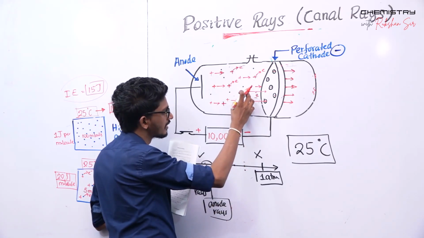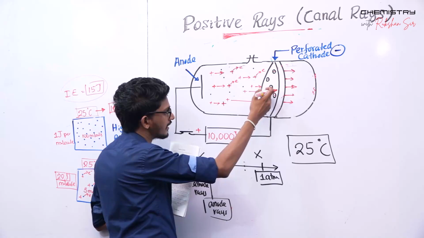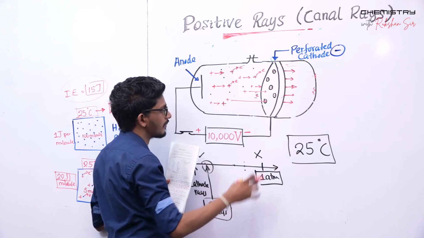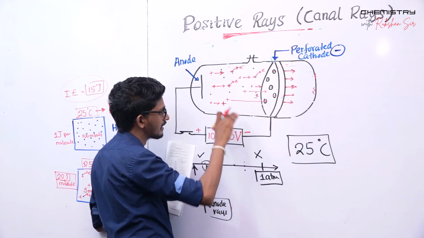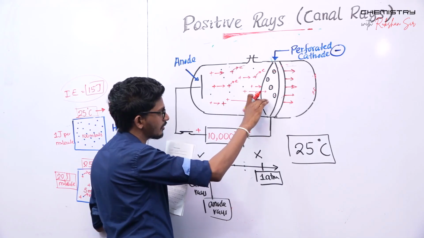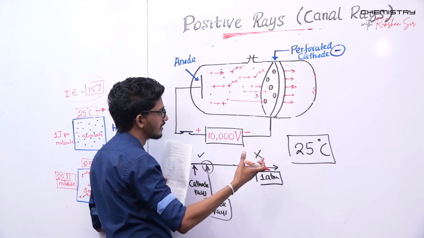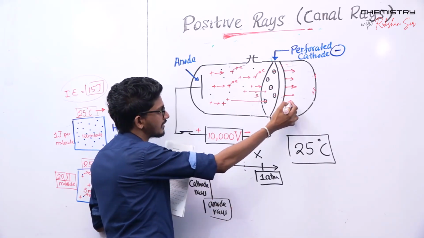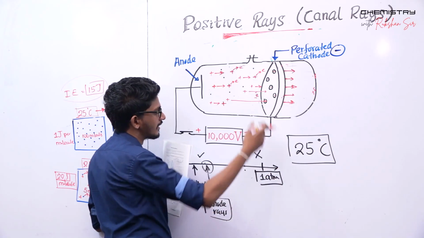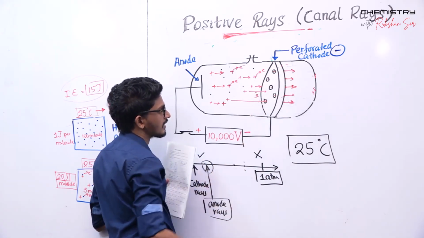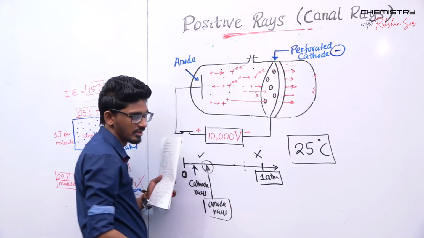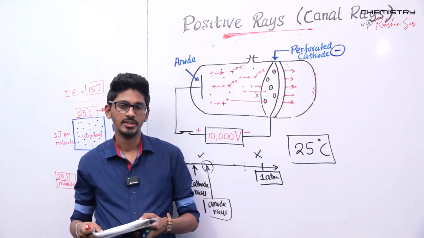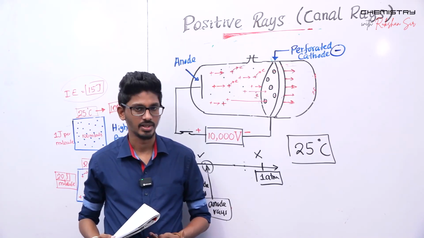Not all the positive rays are able to go through the holes of the cathode and come out at the cathodic side, but some are able to do so. Basically, the ones coming directly towards the holes, and only if they have sufficient energy to overcome the drag done by the cathode, are able to come out as canal rays. That is actually how the canal rays are produced.